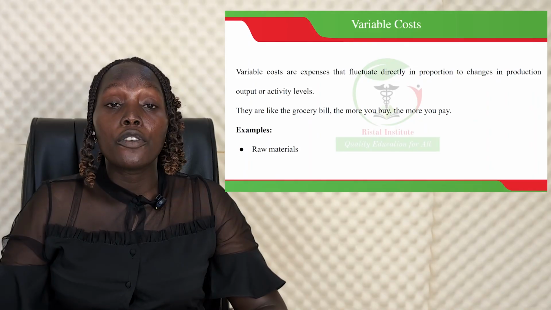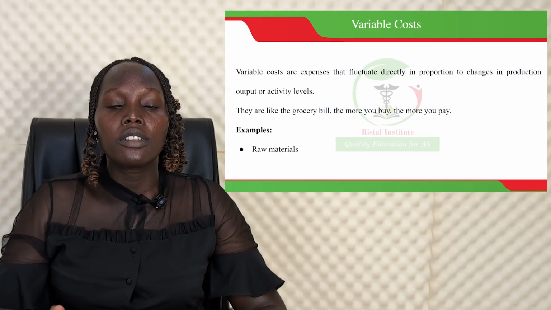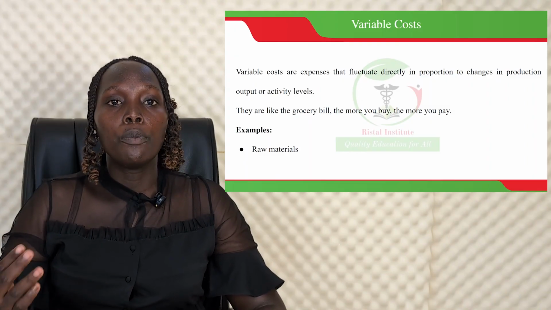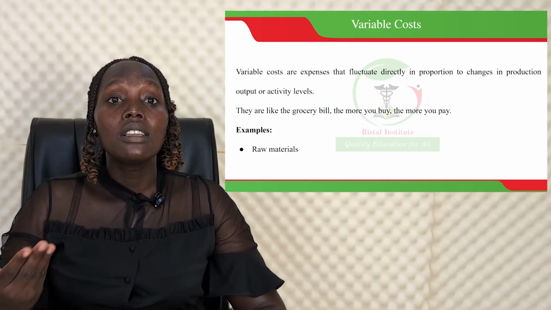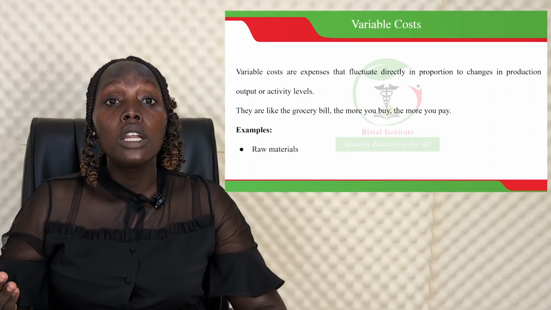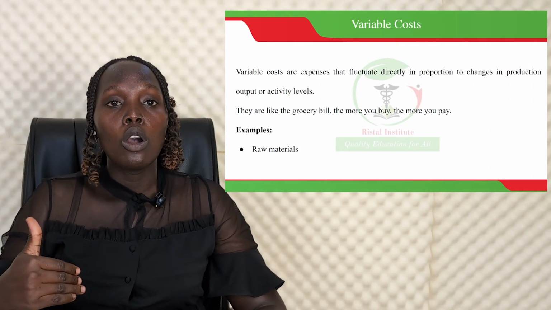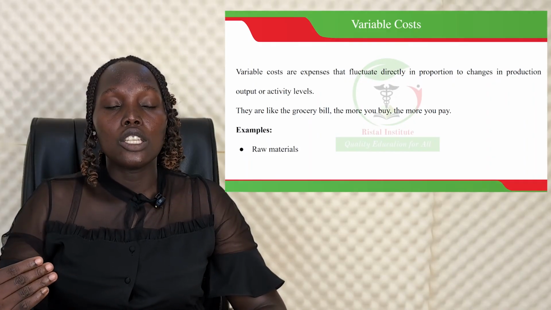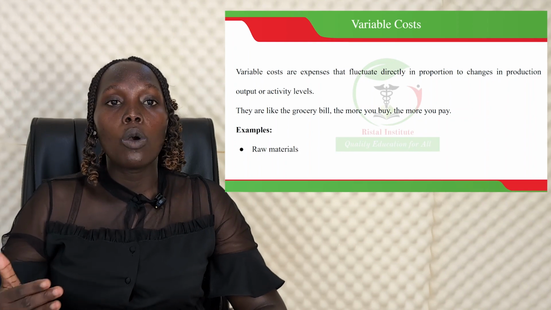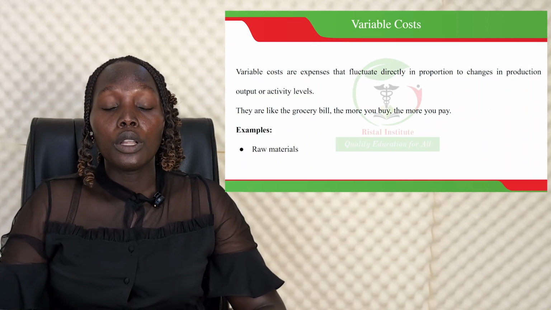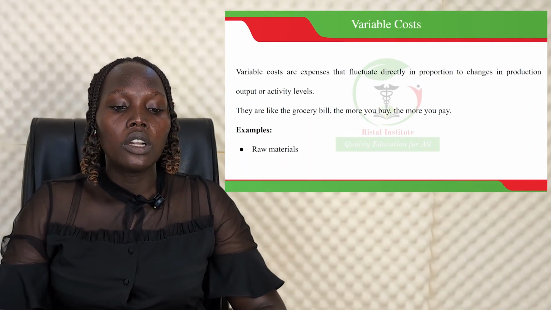For example, we have the raw materials. If you purchase a lot of raw materials in your business, it means that the output will also increase. But if you put in little raw materials, what does it mean in your business? It means in the production process that the output will also reduce, or the activity levels will also reduce.